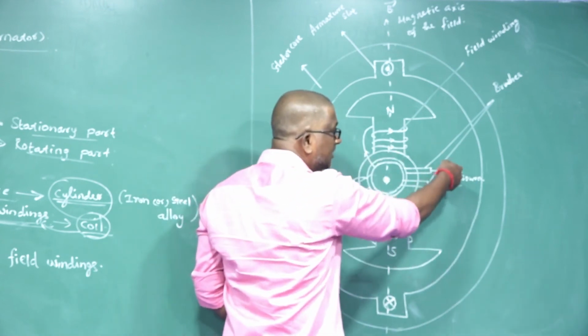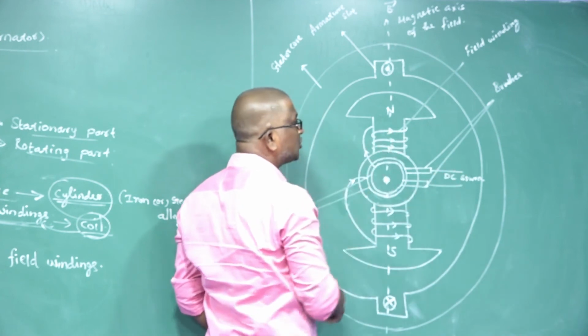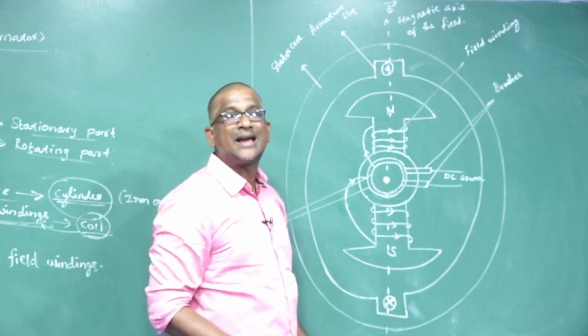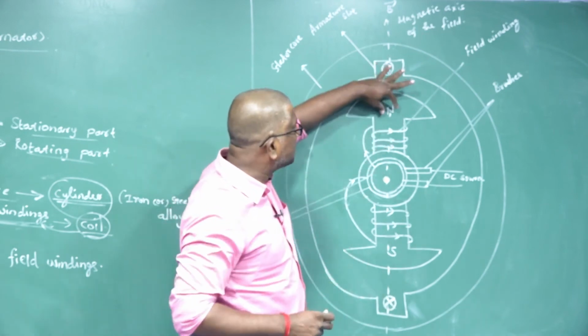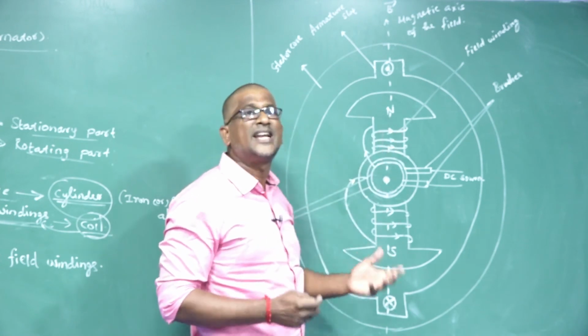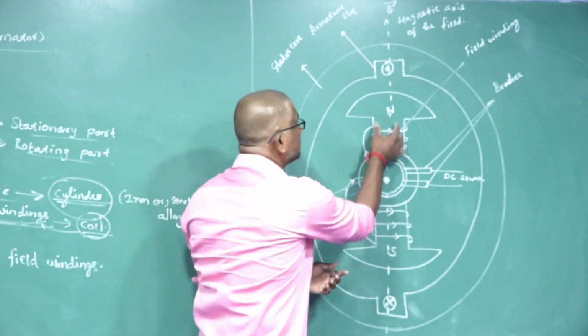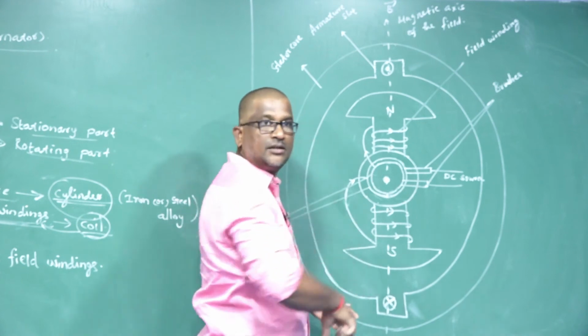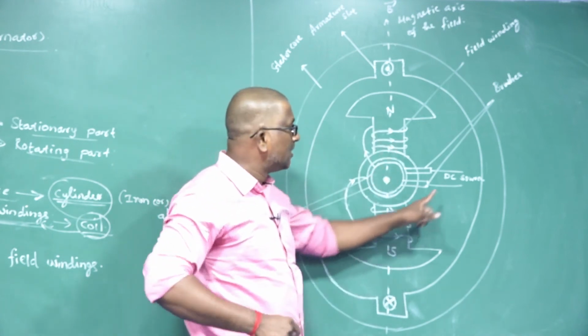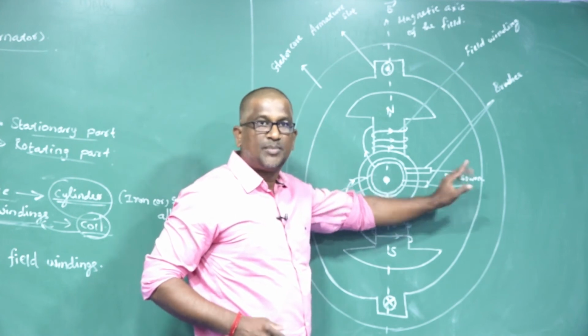By supplying DC current to this winding, the salient pole gets magnetized. It becomes a magnet, so one end becomes a north pole and the other end becomes a south pole. So this is a salient pole. Salient means projection. It is a projection like this on both sides. So this salient pole can be magnetized with the help of a DC source.